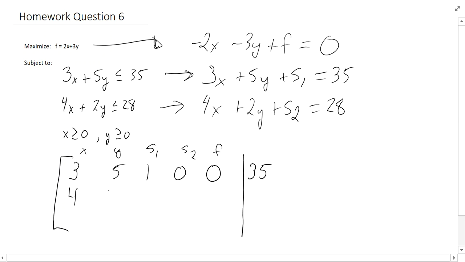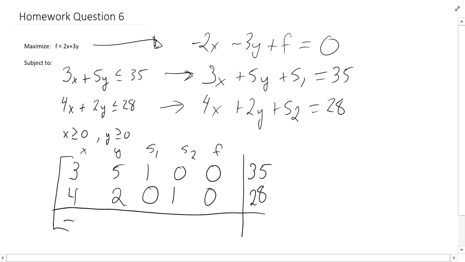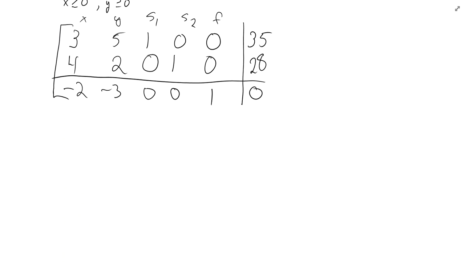And then the second equation is a 4, a 2. There's a 0 S1 in that equation. There's 1 S2. There's no f in that equation, and then 28. And then finally across the bottom, I'm going to do the same with my objective function. 2 minus 3, there's no S1, there's no S2, f is 0, and the bottom is 0 there. So there's my initial simplex table, and next we want to find the pivot.